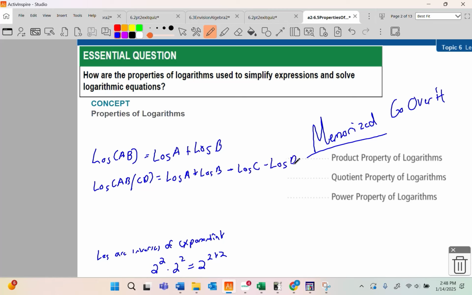And then you have the power property. The power property is a big one. If you have some logarithm with an argument and an exponent, which we call R, don't ask me why they call it R, the R gets shifted out front: R log A. And so that's where that one comes from.